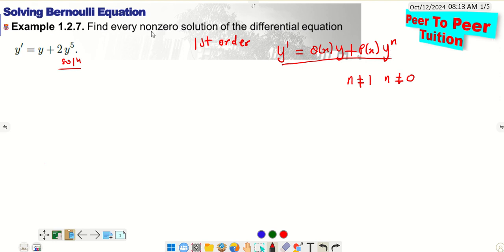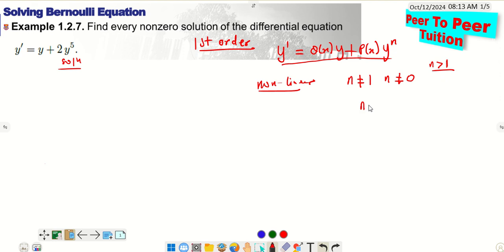Bernoulli equation is nonlinear. Let's take note of that. It's a nonlinear first order differential equation. It's nonlinear and it is also first order. For it to be nonlinear, n should be greater than 1. That is the condition. It shouldn't be equal to 0 and it shouldn't be 1. It should be greater than 1.